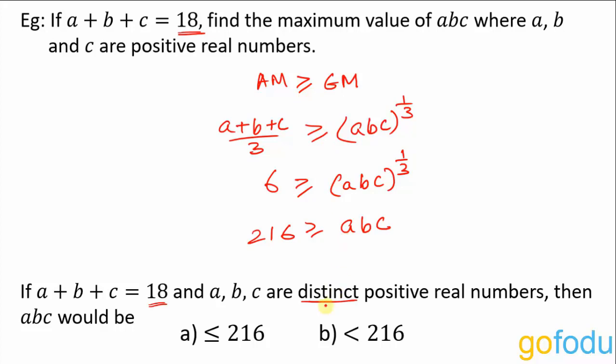Now here, when A, B and C are given as distinct, that means they cannot be equal. That means AM cannot be equal to GM. So ABC cannot be equal to 216. Right? This equality sign cannot come here. ABC will always be less than 216 as the word distinct is used here. Okay. Next question.